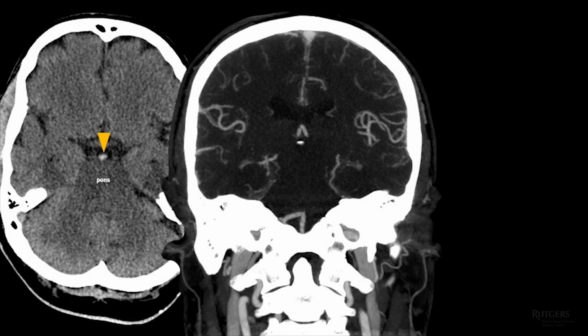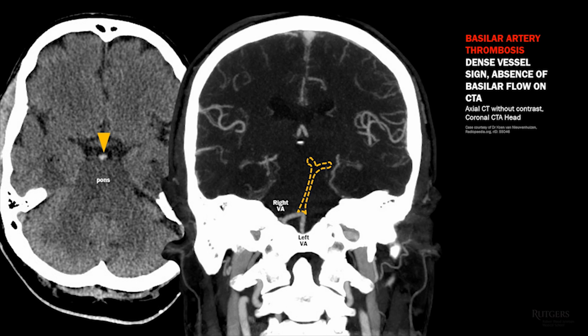So after seeing that bright spot, we got a CT angiogram of the head. Here, the two vertebral arteries are labeled. Look at that tracing though. This is where the basilar artery is supposed to be, but isn't.